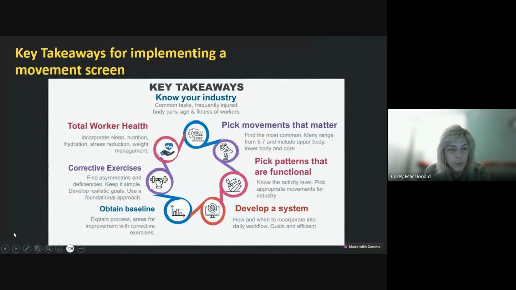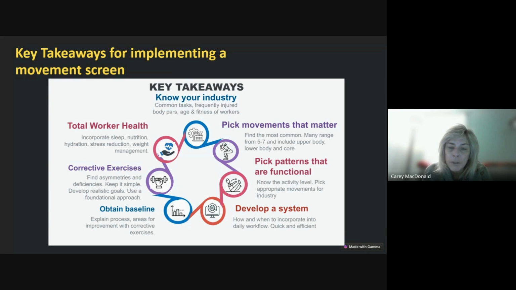Okay, so the key takeaways. I sat down and thought, what are the most important things for someone to get out of this talk? So you obviously have to know your industry, because every industry is different. For those of you that have worked in different industries, you can speak the loudest. I've only been in the one, but the job tasks are different, even for me, from electric to gas to the support workers to the fleet to the stockroom. They all do different jobs. So you know your industry.